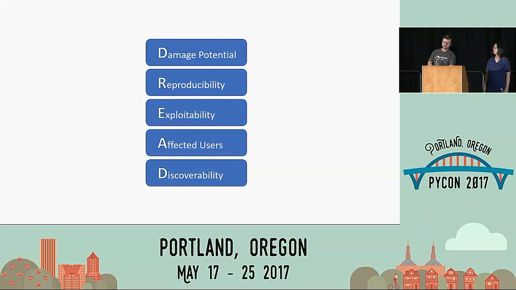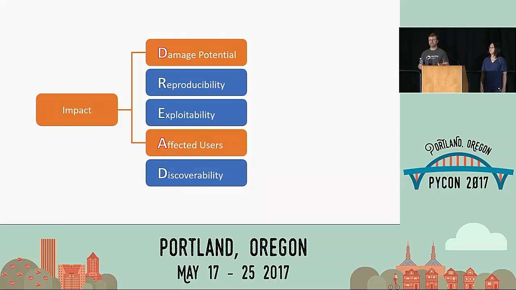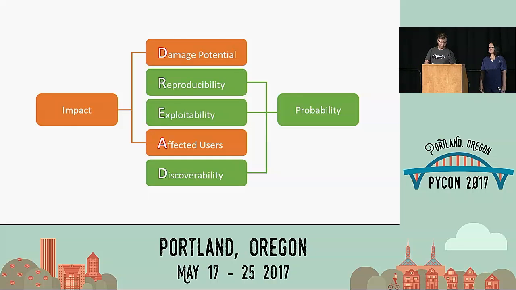And note, if we need to give a summary of this to somebody else, we can compose these back into our impact versus probability metrics, where damage potential and affected users corresponds to impact, and reproducibility, exploitability, and discoverability corresponds to a probability that somebody will find and use a given vulnerability.